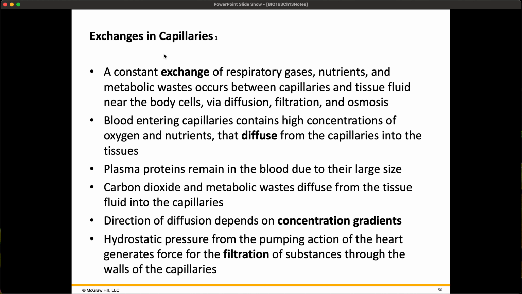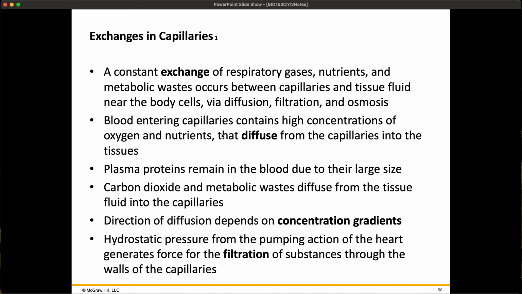So, exchanges in capillaries. It's a constant exchange of respiratory gases, nutrients, and metabolic wastes between capillaries and tissue fluid near body cells through diffusion, filtration, and osmosis. Take a moment and read that again if you need to, to make sure you understand everything that's being shifted and the processes through which it's being changed: diffusion, filtration, osmosis. And it's not going directly to the body cells. It's between the fluid within the blood and the interstitial fluid outside of the blood vessel, outside of the cell. That's where things are being shifted, and then they either drift into the cells or into the capillary beds.